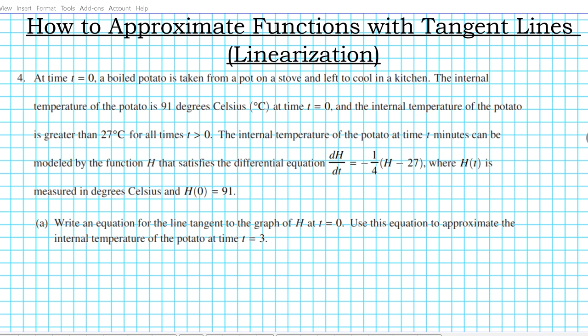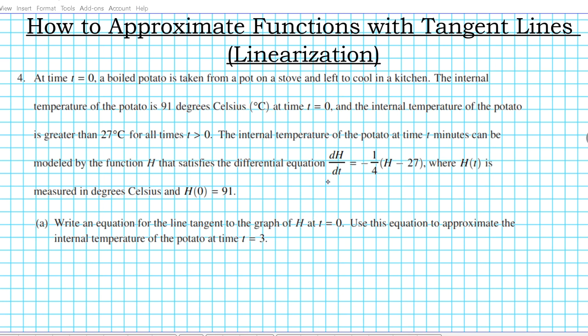Question 4 reads, at time t equals 0, a boiled potato is taken from a pot on a stove and left to cool in a kitchen. The internal temperature of the potato is 91 degrees Celsius at time t equals 0. And the internal temperature of the potato is greater than 27 degrees Celsius for all times t greater than 0. The internal temperature of the potato at time t minutes can be modeled by the function h that satisfies this differential equation right here, where h of t is measured in degrees Celsius and h of 0 is 91.